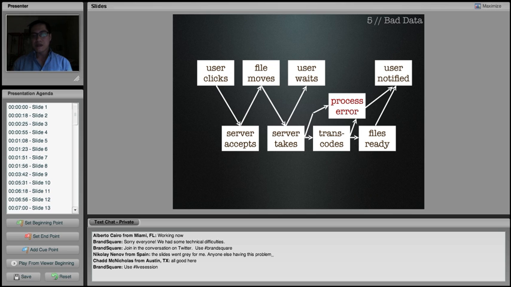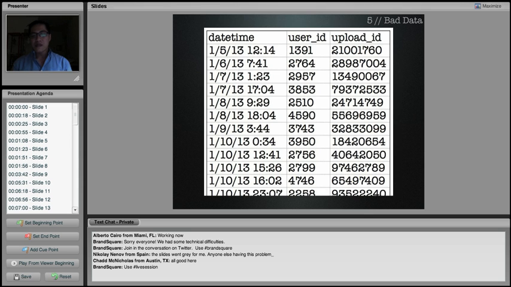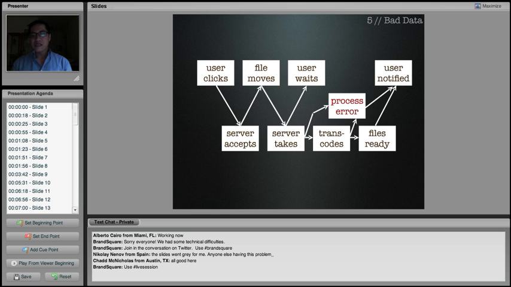So, for instance, you'll notice that an upload is not a simple thing. So here's an upload process map where the starting point is user clicking on a link to start upload, and then the end point is that the user is notified that the files are ready. Now, however, there are lots and lots of things that have to happen in the middle for the user to be notified. And what you don't know in a data set like this, when it just says upload, is which of these many events on this process map is being tracked.